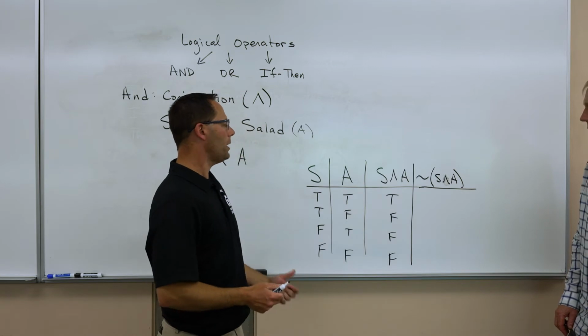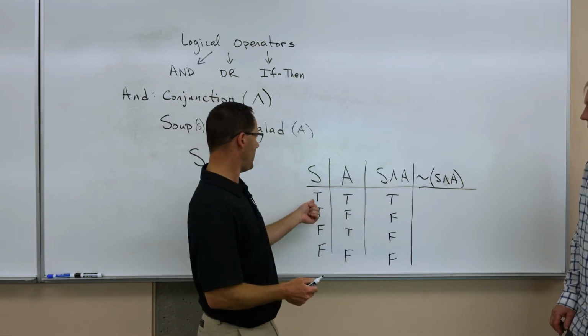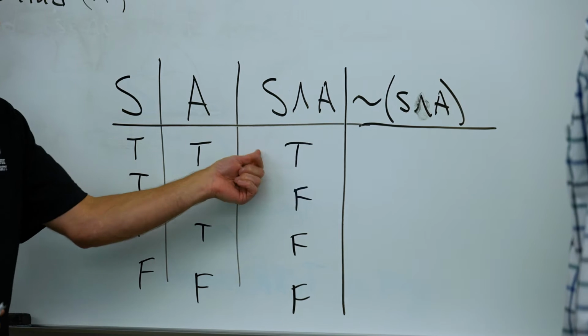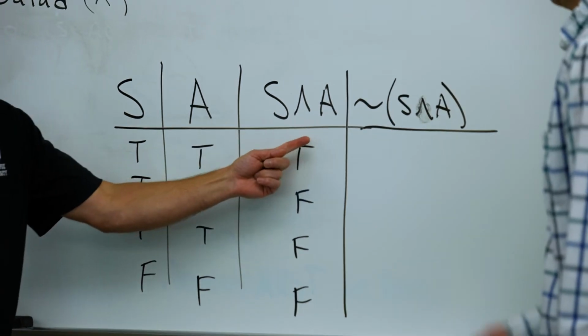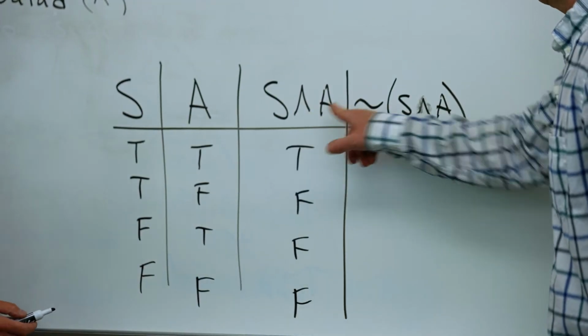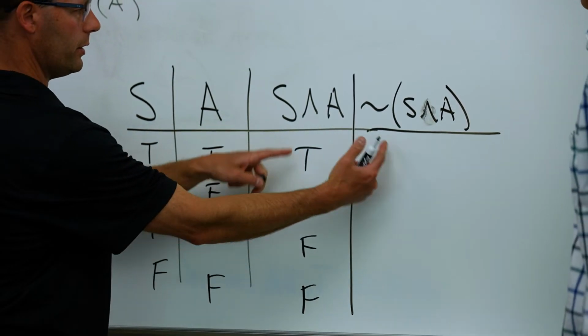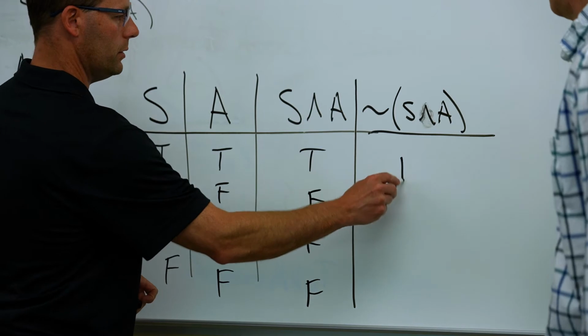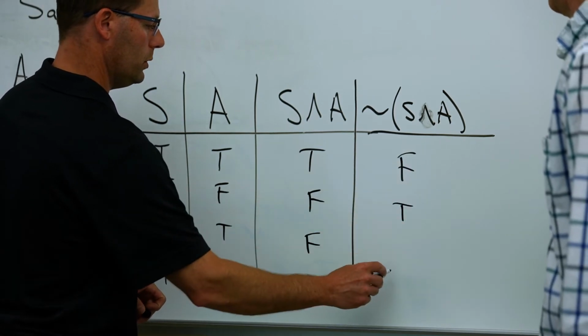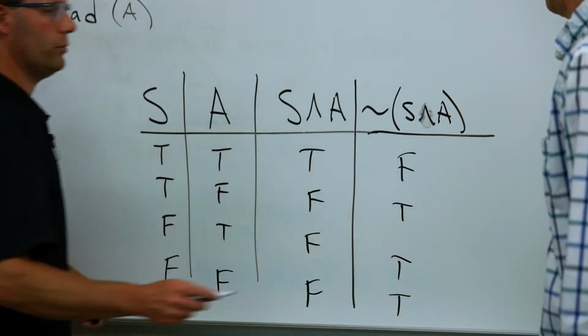Good. So what would the opposite of this situation be? It's actually the opposite of this, right? Yeah, the opposite of soup and salad is the opposite of this letter. So whatever letter is right here, I just want to put the opposite right here, because literally those are opposite statements. So this would be false, true, true, and true.